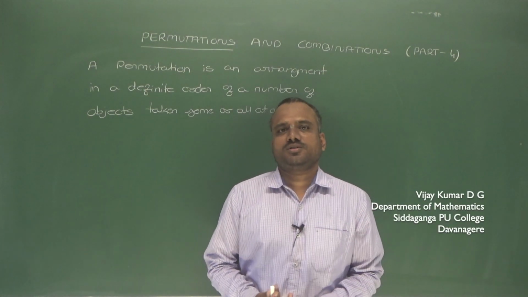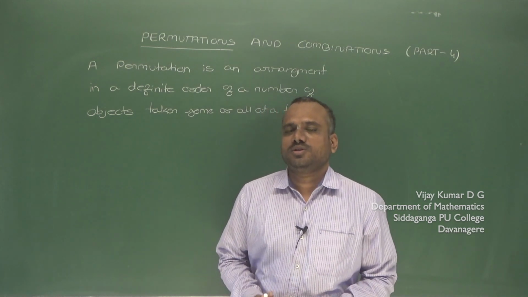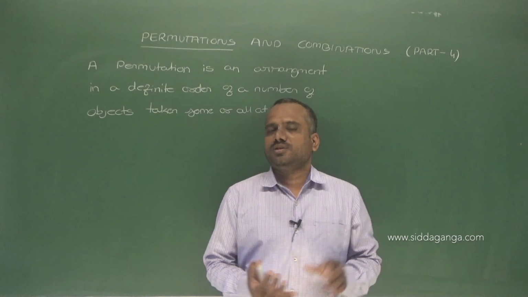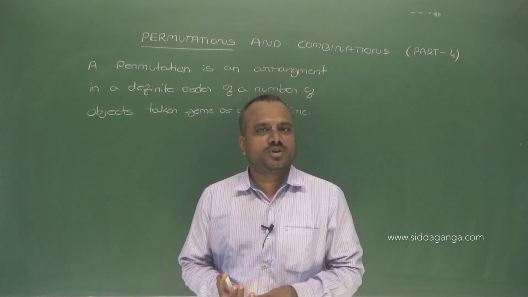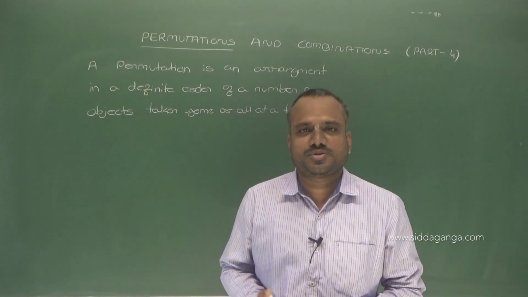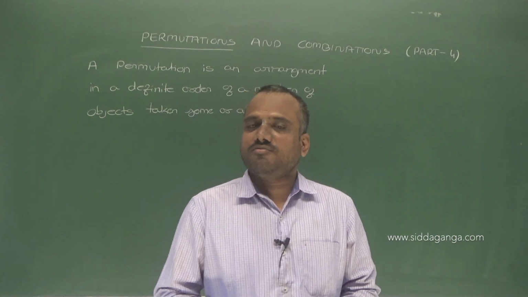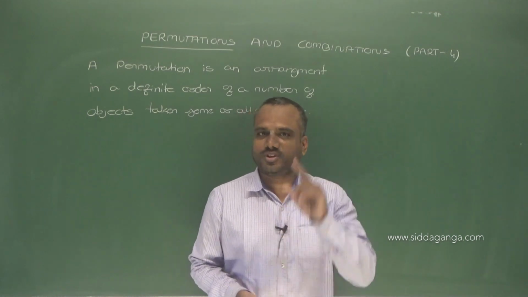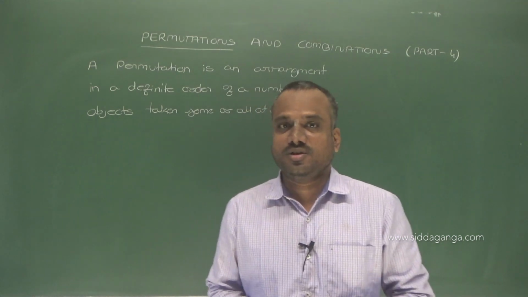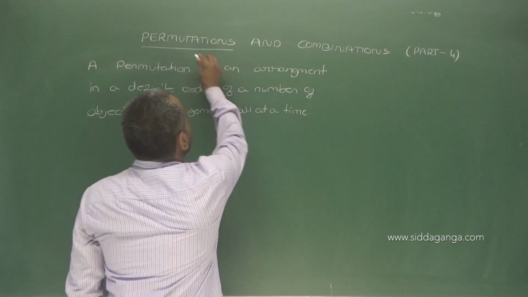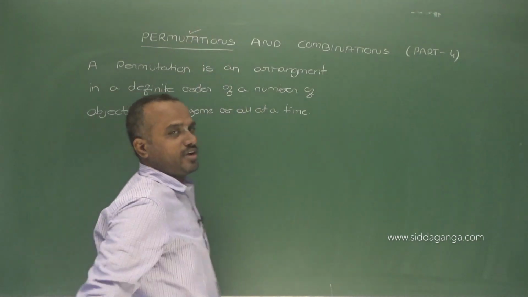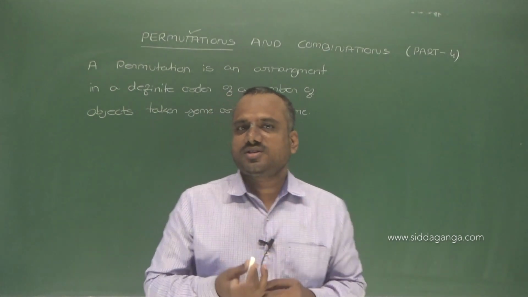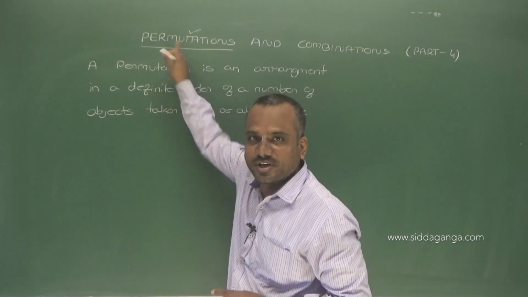Today we discuss one more concept in the chapter permutation and combination. In the last 3 classes we finished the fundamental principle of counting and factorial notation. These two are the basic concepts for the chapter permutation and combination. Now we start the concept of permutation. It is a very important concept. So today we discuss permutations.